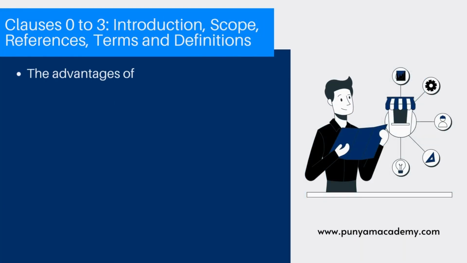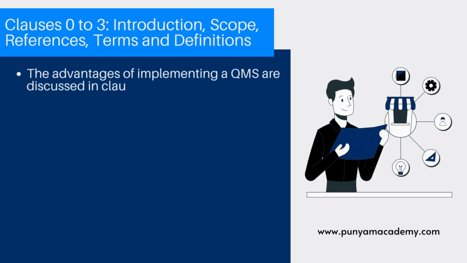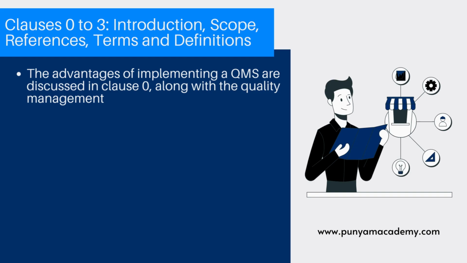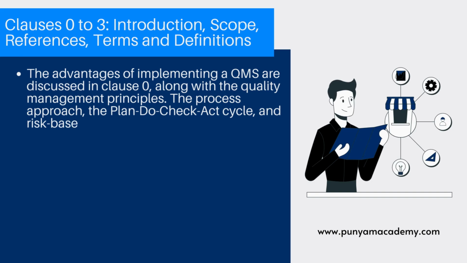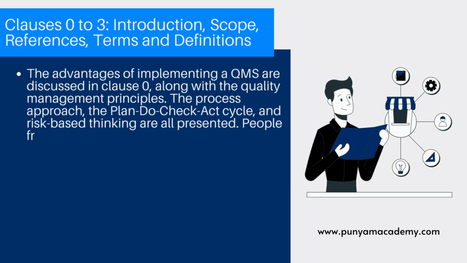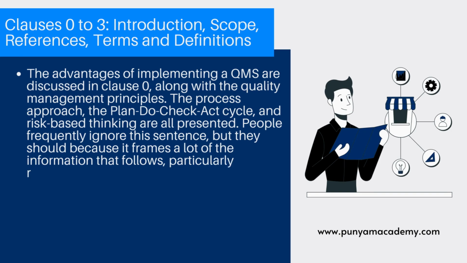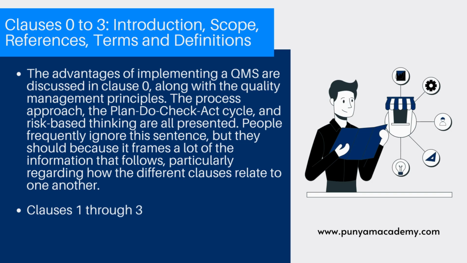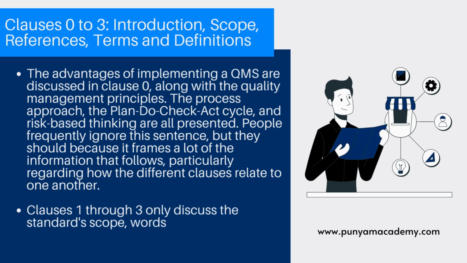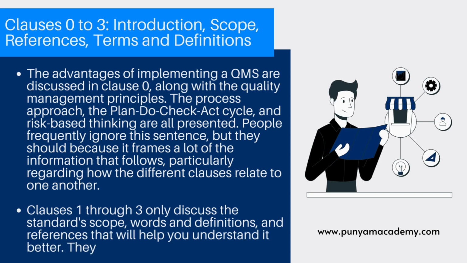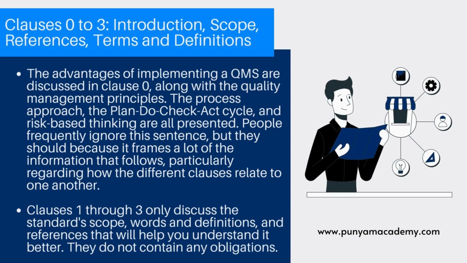Clauses 0 to 3, Introduction, Scope, References, Terms, and Definitions. The advantages of implementing a QMS are discussed in Clause 0, along with the quality management principles. The process approach, the plan-do-check-act cycle, and risk-based thinking are all presented. People frequently ignore this sentence, but they should because it frames a lot of the information that follows, particularly regarding how the different clauses relate to one another. Clauses 1 through 3 only discuss the standard scope, words and definitions, and references that will help you understand it better. They do not contain any obligations.